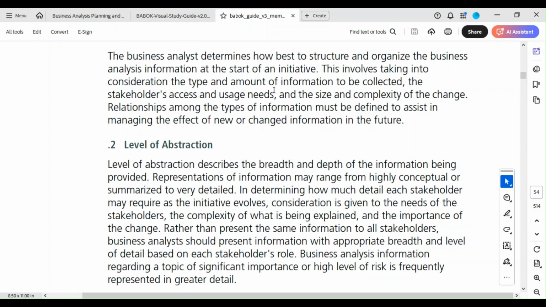Relationships among the types of information must be defined to assist in managing the effect of new or changed information in the future. For example, on your SharePoint, try to put whatever information you need to share or use in folders. For example, you have maybe a folder for your archive, a folder for your initiation, your completion, maybe for your finance and stuff like that.